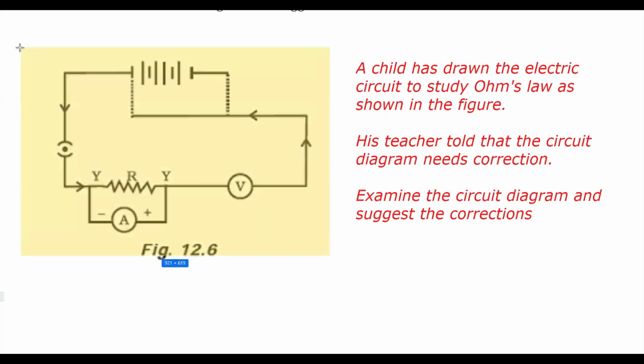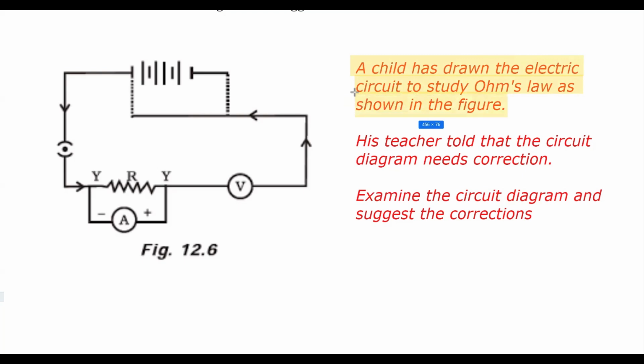In the next question, a figure is given, a circuit diagram in fact. The question says a child has drawn the circuit to study Ohm's law as shown in the figure, and the teacher told that the circuit diagram needs correction. That means the diagram is not correct. We have to examine the circuit diagram and suggest the correction.